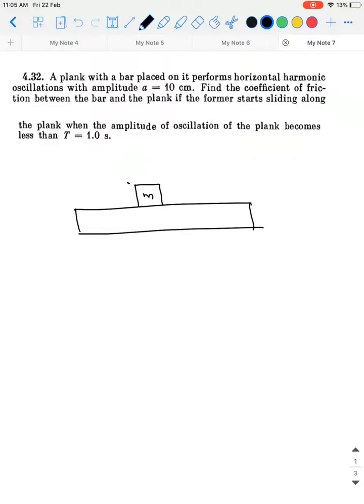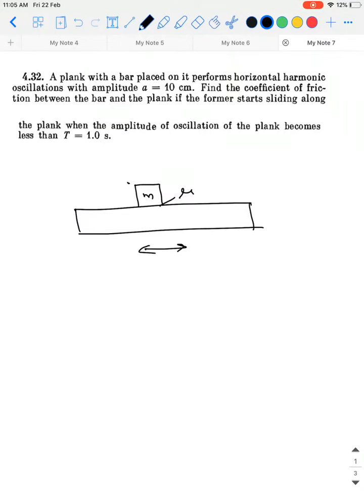It is given that a plank with a bar placed on it performs horizontal harmonic oscillation with an amplitude of 10 centimeter. So just consider that we are having a plank and an object of mass m is kept over it, and this system is in simple harmonic oscillation. Find the coefficient of friction between the bar and the plank.